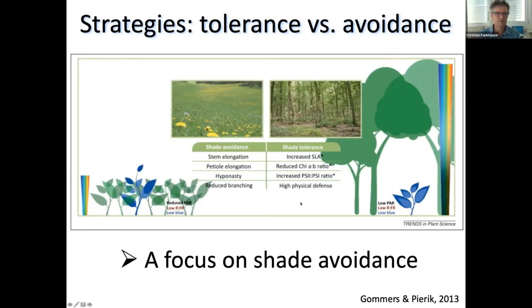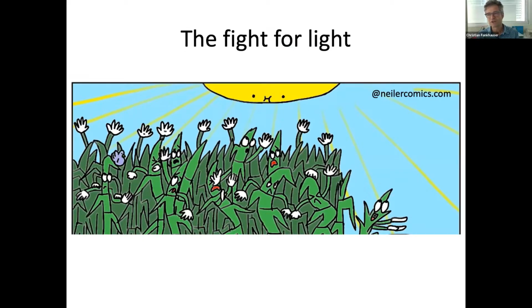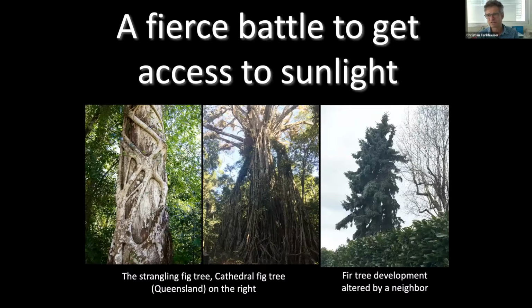And these shade intolerant species, illustrated by this little blue guy here, when it's surrounded by these other plants, will try to top over their neighbors. So essentially what we study in my lab is the fight for light, as illustrated in this little cartoon, where all these little grasses here try to grow taller than their neighbor. And this is actually quite a fierce battle out there in nature, which I illustrate with a few pictures here.